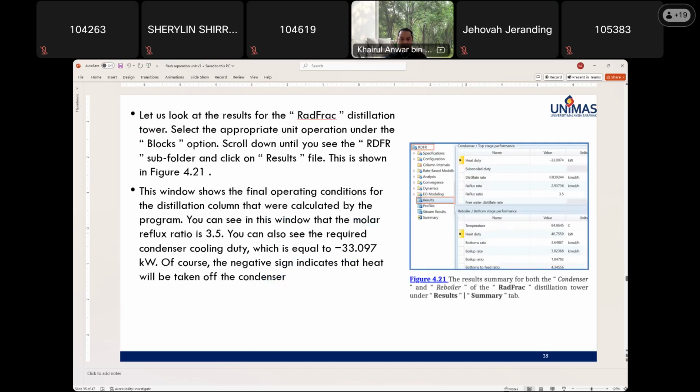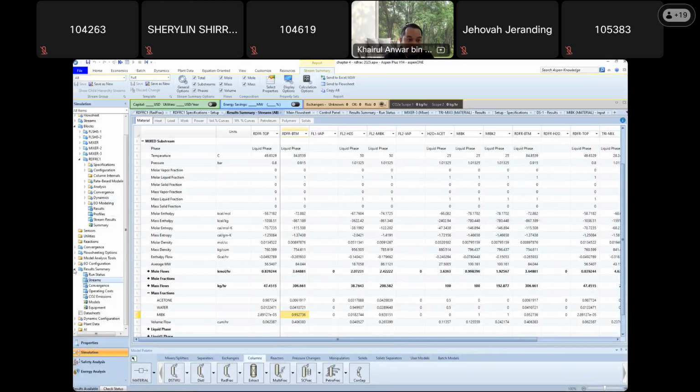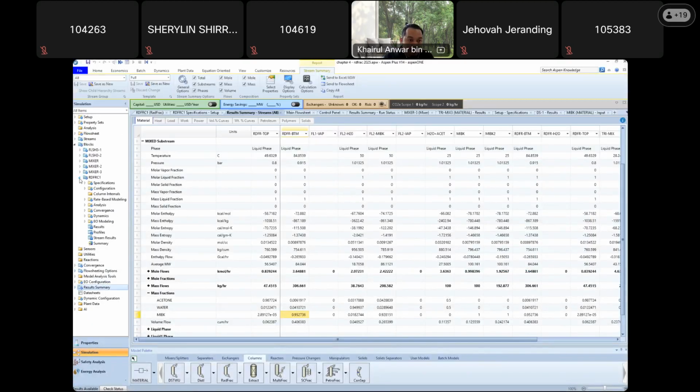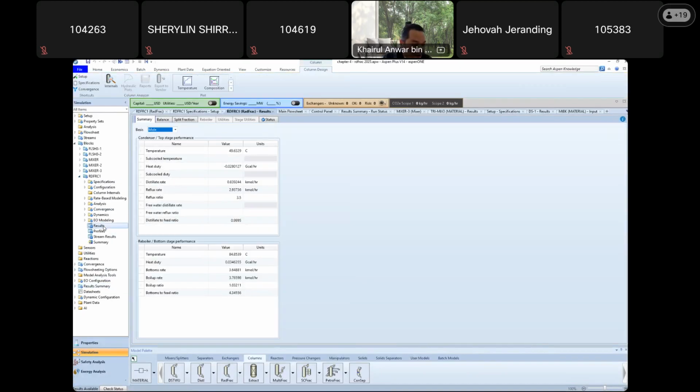Let us look at the result for the reflux distillation tower. Select the reflux distillation under the block. Scroll down until you see the FR subfolder. Click on result. This window shows the final operating condition.